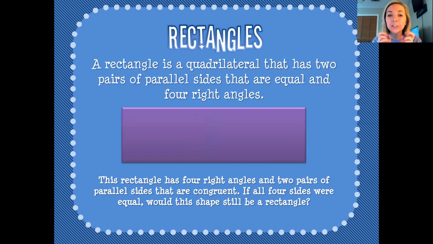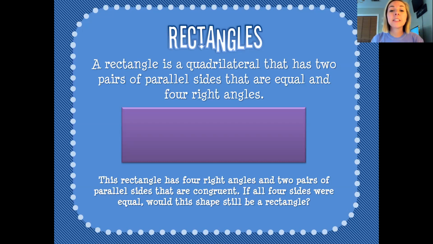Okay, so that word attributes will come up. I like to think of characteristics when we do that in reading. We talk about character traits. A character trait is something that describes the character. Well, attributes are how we describe shapes. We look at them and they have certain things that describe them.